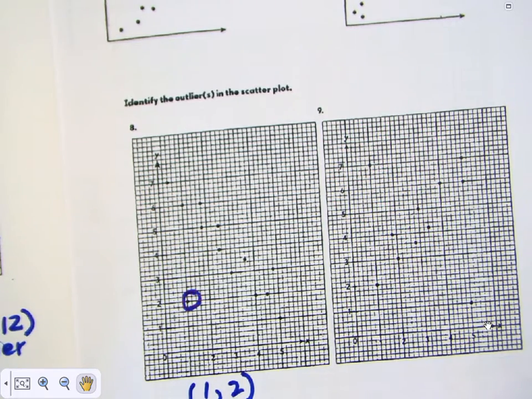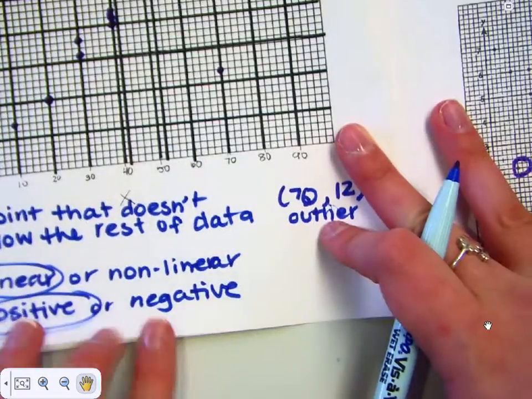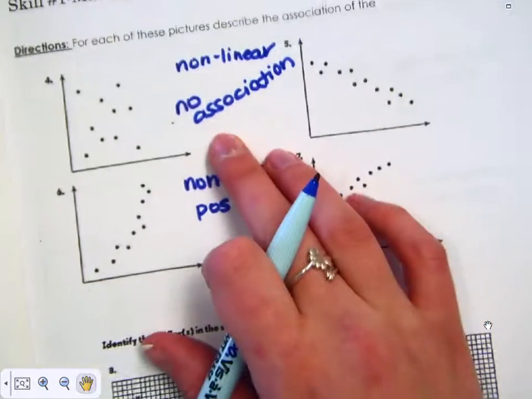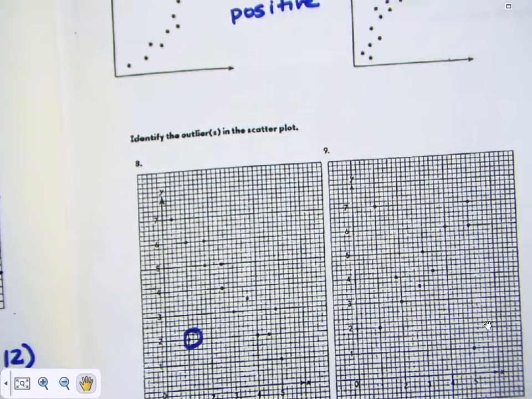So that's basically skill 1: plotting points on a graph given a table, like we did, and then looking at it, is there any association between the points? Is it linear or nonlinear, or is there no association at all? And to identify outliers, some points that might not fit with the data. So that is how to do skill 1.